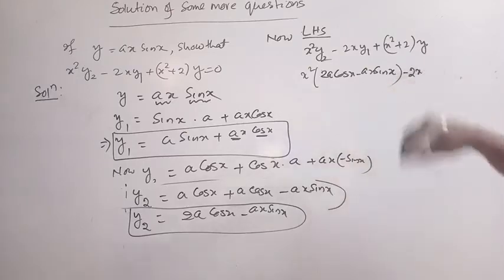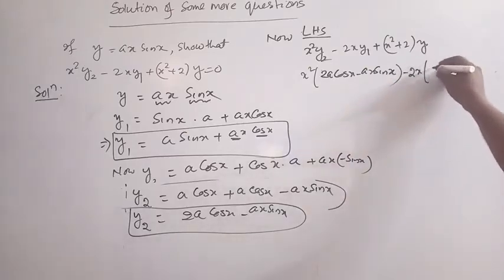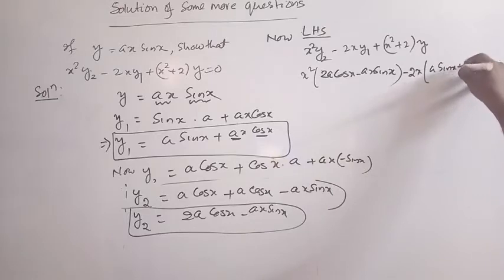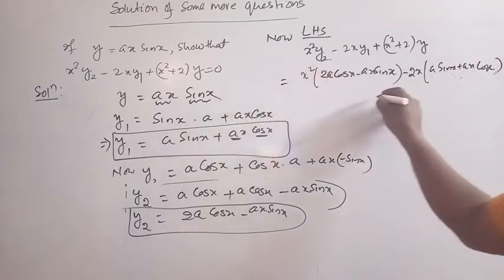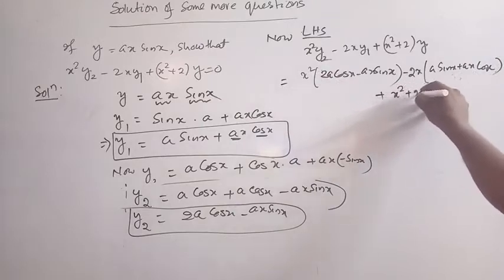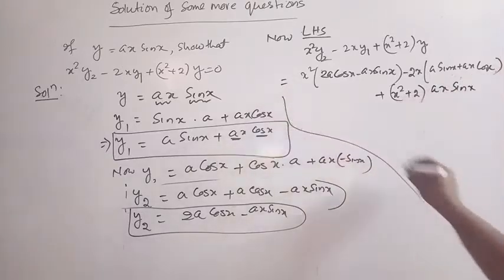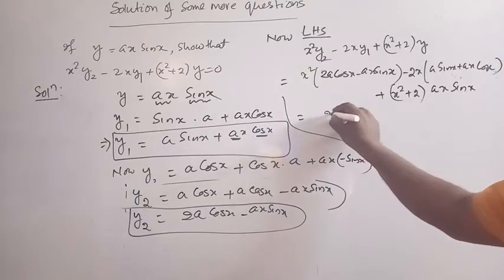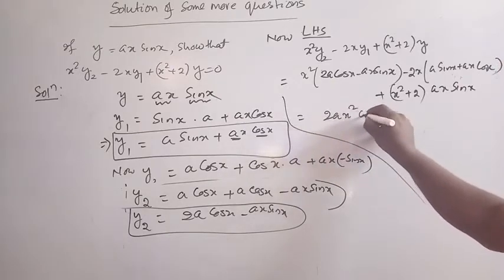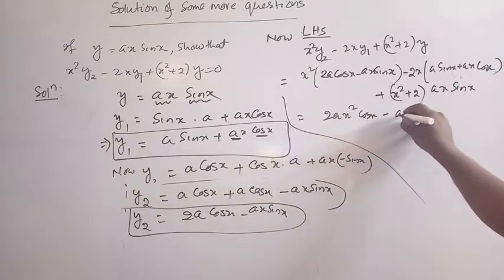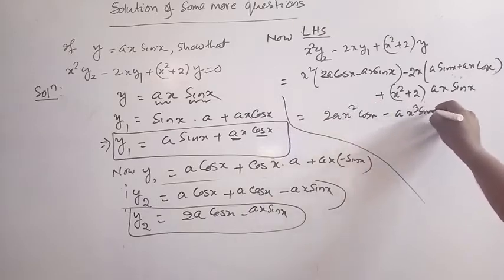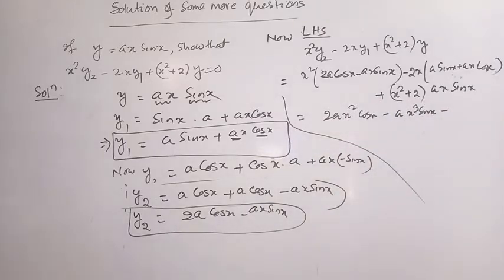2x into y1 means what? y1 means a sin x plus ax cos x plus x square plus 2 into what is y? y means here ax into sin x, and this is equal to what? Multiply: 2ax square cos x minus ax cube sin x minus what here?